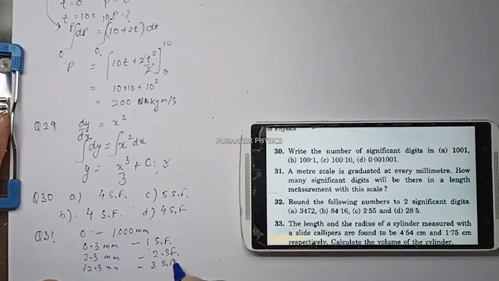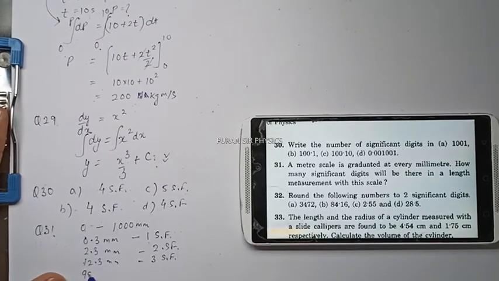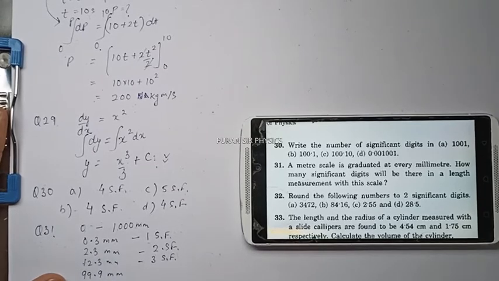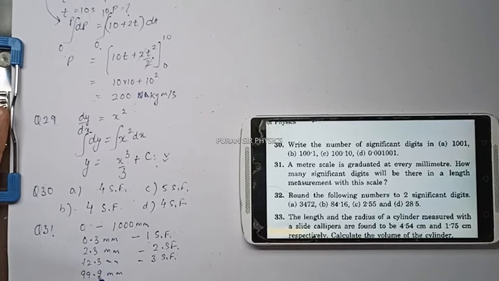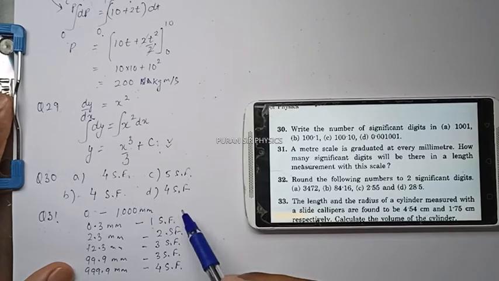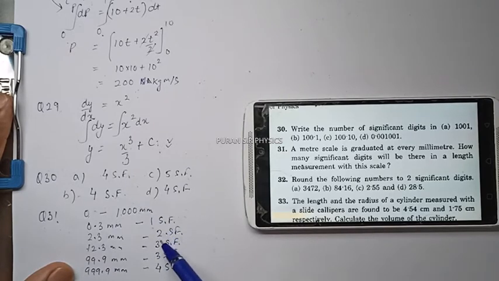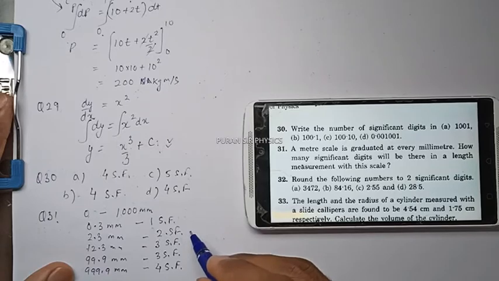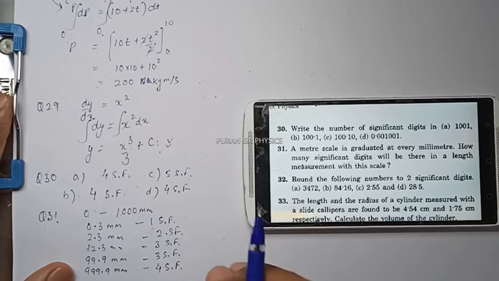this has 3 significant figures. So if I take 99.9 millimeter, okay, in this again you have 3 significant figures. If I take 999.9 millimeter, here we have 4 significant figures. So the measurement can have any of these 1, 2, 3 and 4 significant figures. So the answer will be 1, 2, 3 and 4. Any of these numbers of significant figures can come in this, depending upon the measurement. Okay.